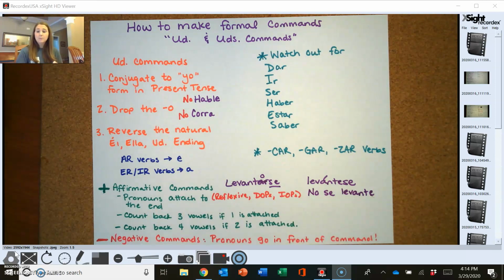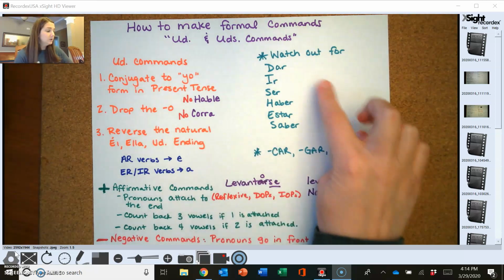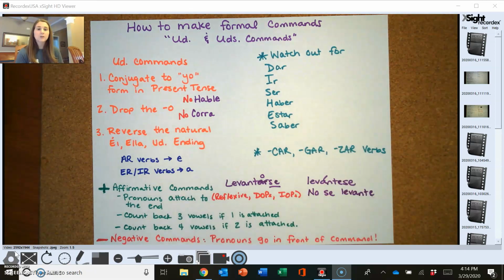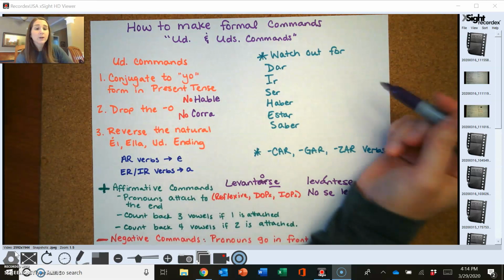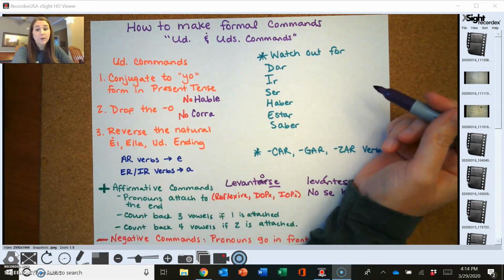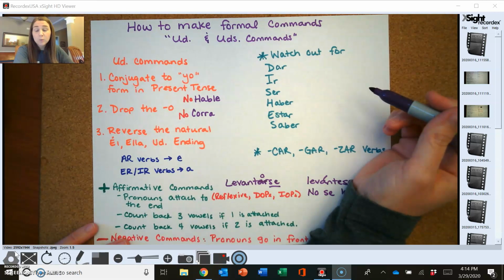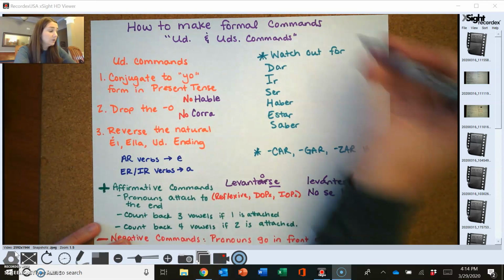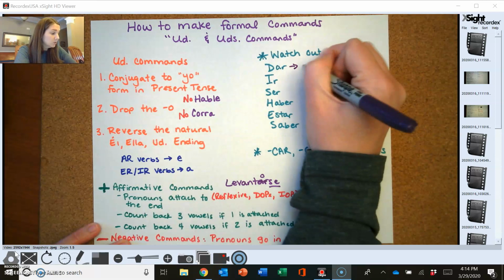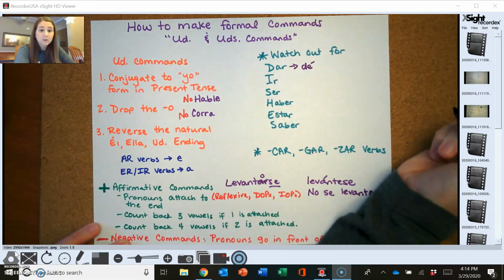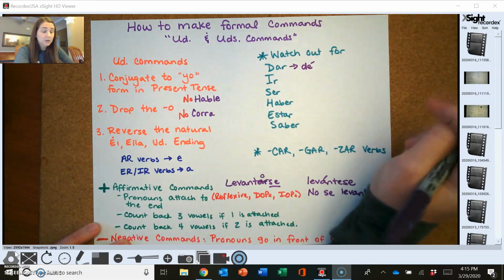Okay, the other thing you've got to watch out for is, remember your dishes, okay, the dishes ones. These have irregular yo forms, and so they're going to have irregular endings. So dar, if you'll recall, in the tú form was no des, okay, was its negative. Now dar is actually going to go to dé, okay, dé with an accent, okay, that's to distinguish it from the other de, which is just of, from. All right, so that's your command dé.